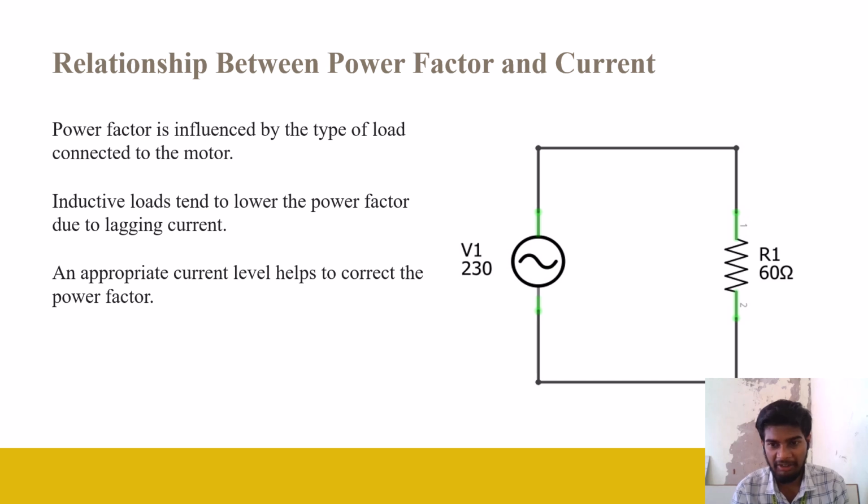So what is the meaning of power factor and what is the meaning of current? Current is the flow of electrons in a conductor. And coming to power factor, it is the ratio of real power and apparent power, which can be mathematically represented as P by S.